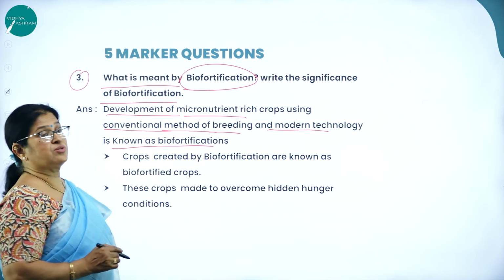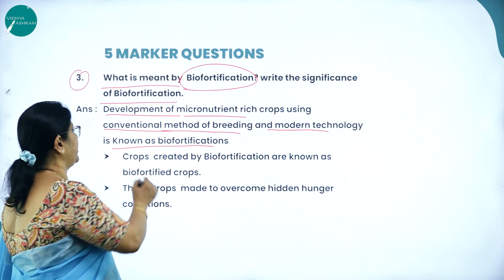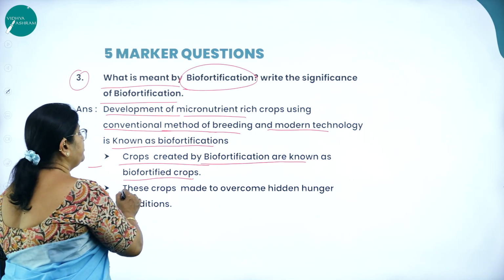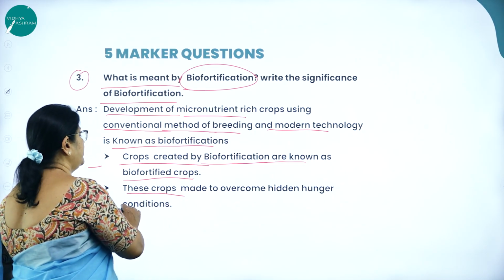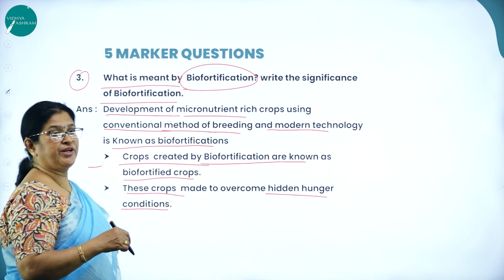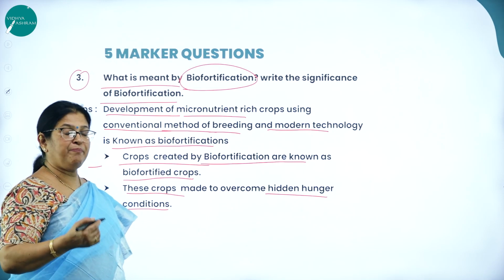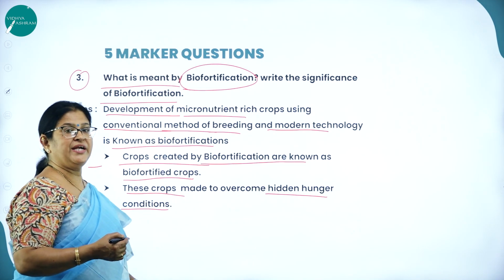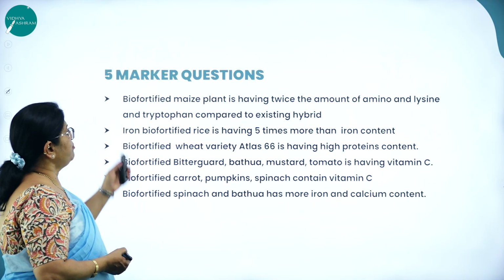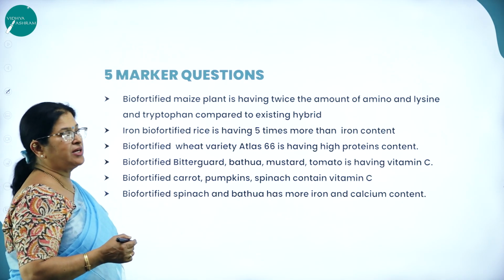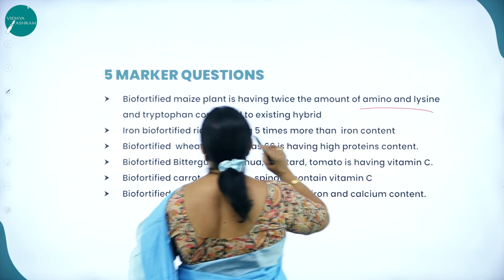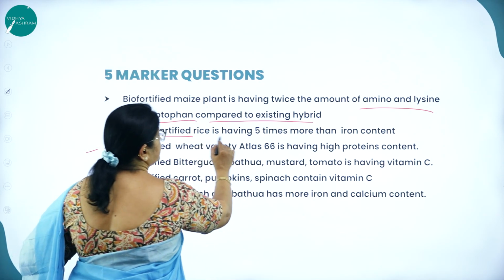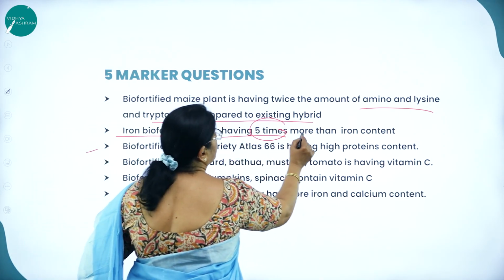What is the significance? What is the advantage of going for biofortification? Crops created by biofortification are known as biofortified crops. These crops are made to overcome hidden hunger, that is, they will have all the nutrients so that the nutrients will be supplied to human beings or to animals. Biofortified maize has twice the amount of the amino acids lysine and tryptophan compared to the existing hybrid. Next, iron biofortified rice has 5 times more iron content.